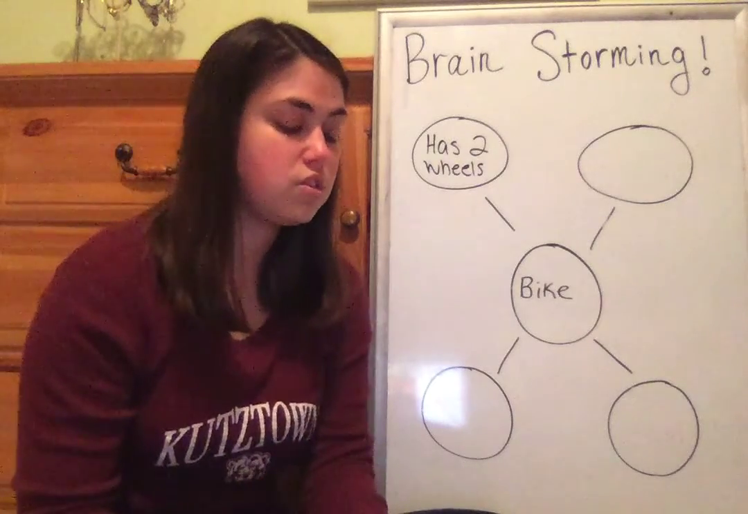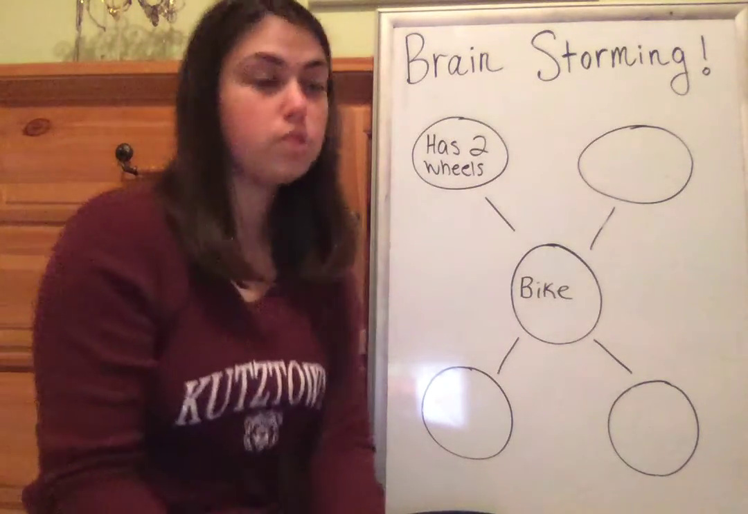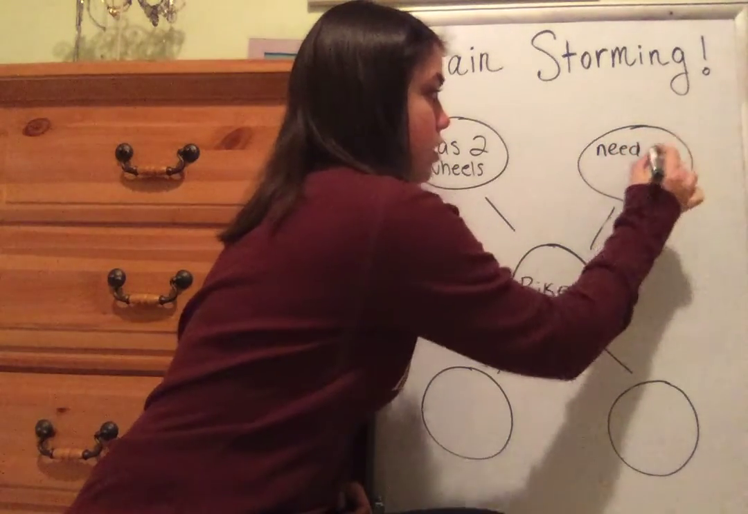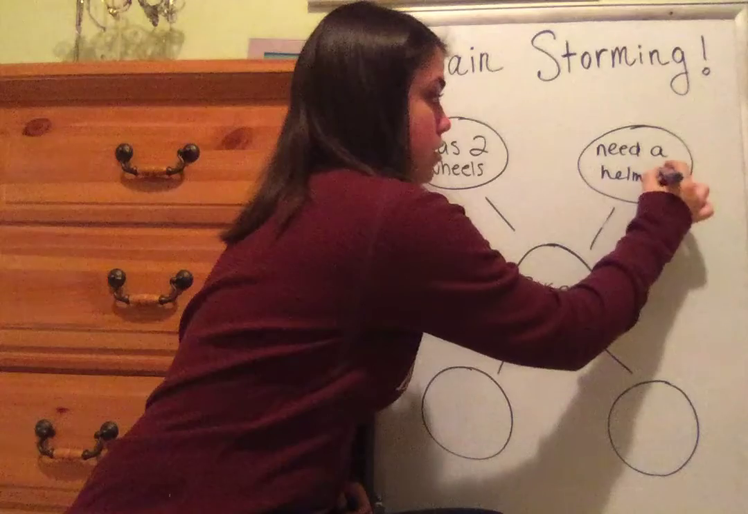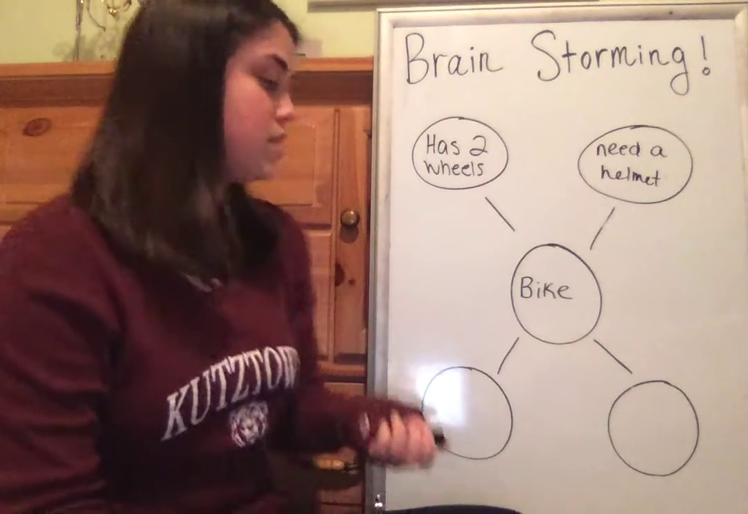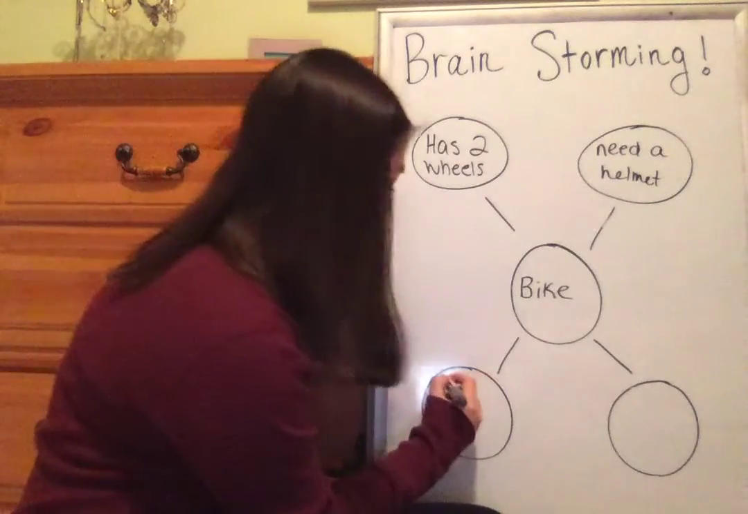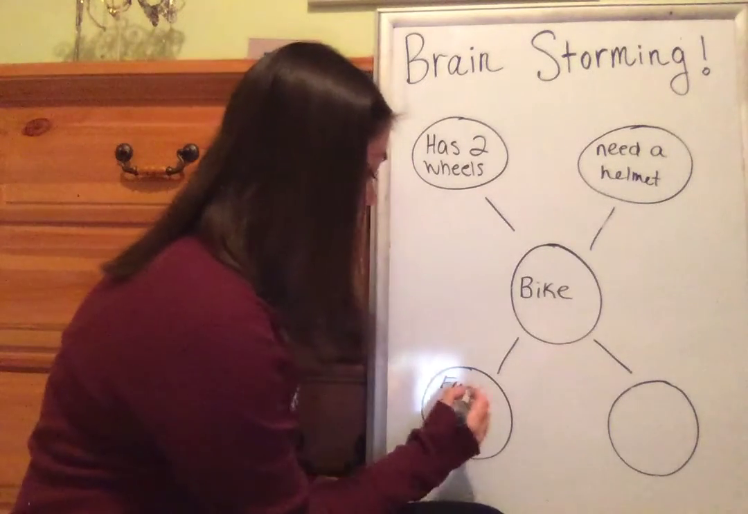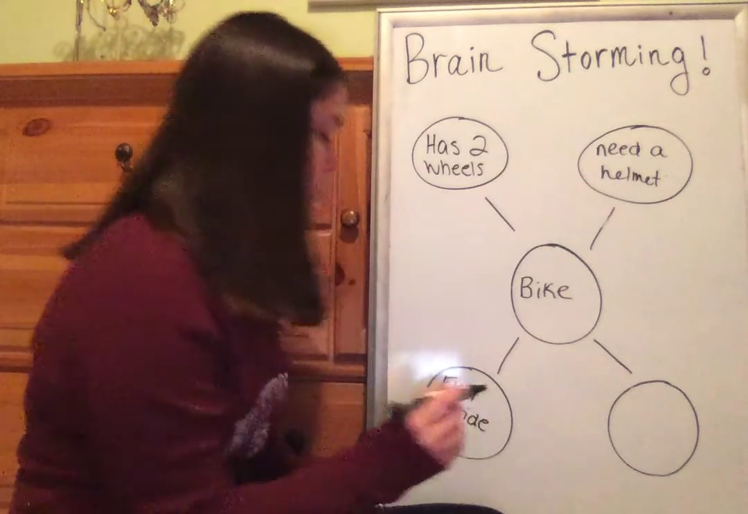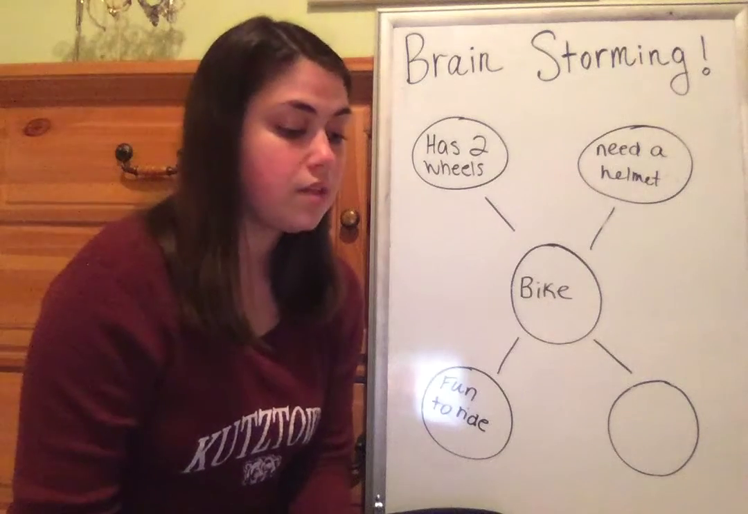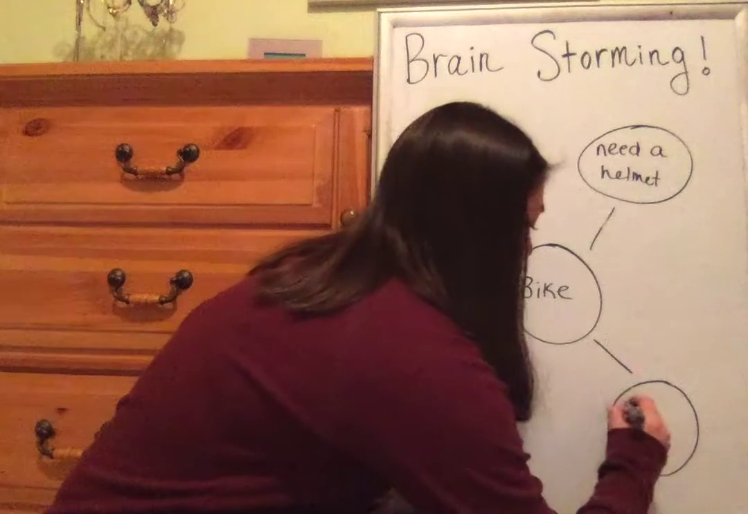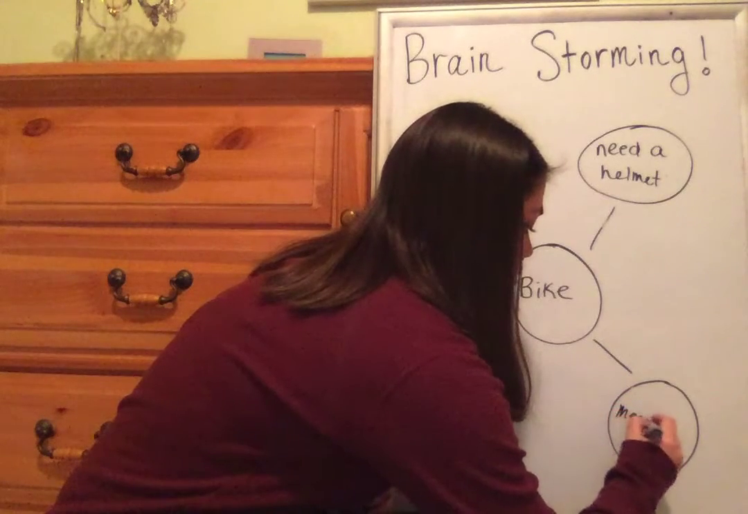Then another thing they could tell you is that you need a helmet to ride a bike. If they have experience riding a bike, they might know that you need a helmet. Then another thing they could tell you is that bikes are fun to ride. I love riding bikes, and I'm sure the students in your class will have ridden a bike at some point. And lastly, something else they could say is that you need good balance to ride a bike. So you could write, you need balance.